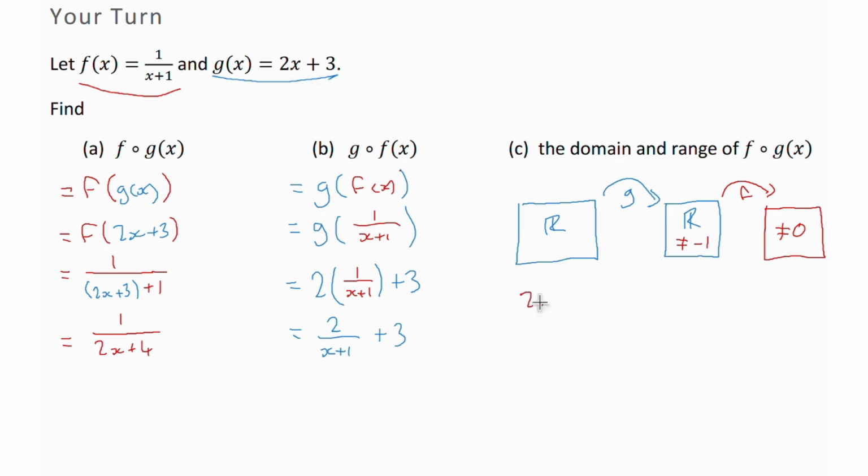So what value would we need to stop this from being? Well, we need that 2x plus 3 is not equal to -1. That is 2x is not equal to -4, or x is not equal to -2. So here we need it to not be equal to -2. So our domain in this case is going to be all values of x, but x is not equal to -2 because that would give us -1. And then we can't input that into f.